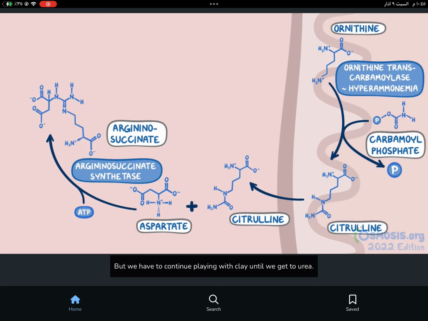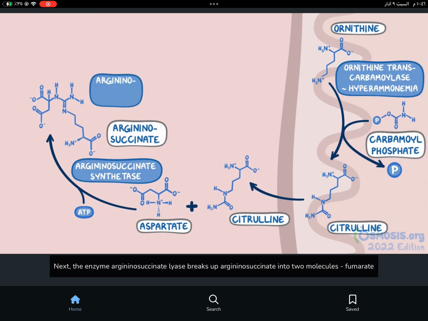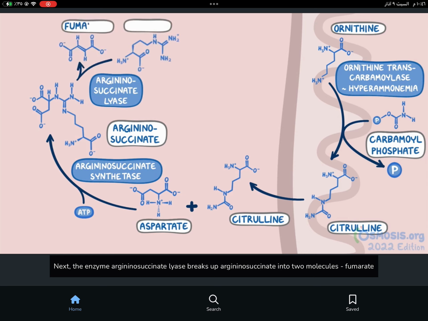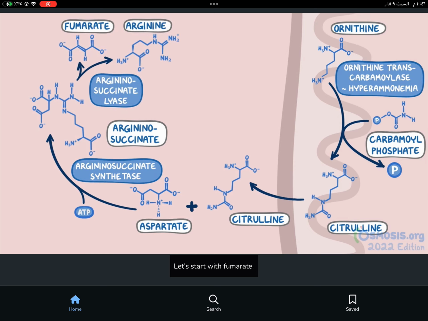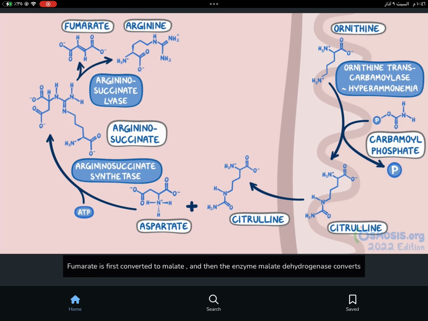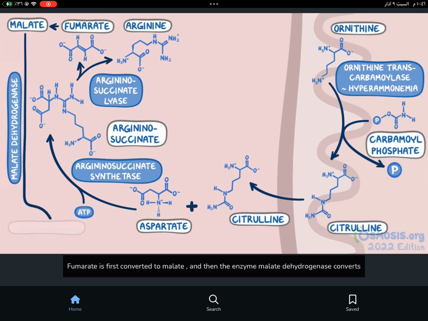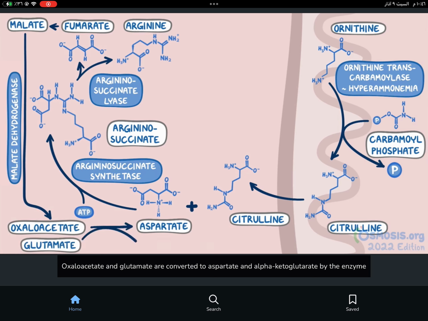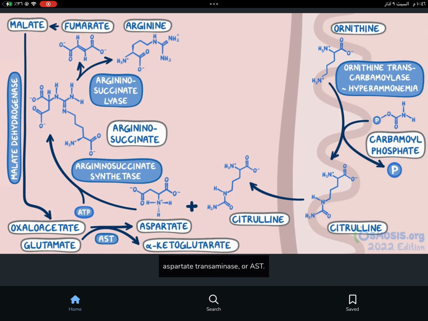But we have to continue playing with the clay until we fully get urea. Next, the enzyme argininosuccinate lyase breaks up argininosuccinate into two molecules, fumarate and arginine. Let's start with fumarate. Fumarate is first converted to malate, and then the enzyme malate dehydrogenase converts malate to oxaloacetate. Oxaloacetate and glutamate are converted to aspartate and alpha-ketoglutarate by the enzyme aspartate transaminase, or AST. This regenerates aspartate so that it may enter the next urea cycle.